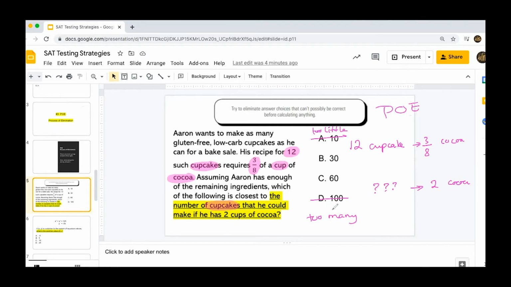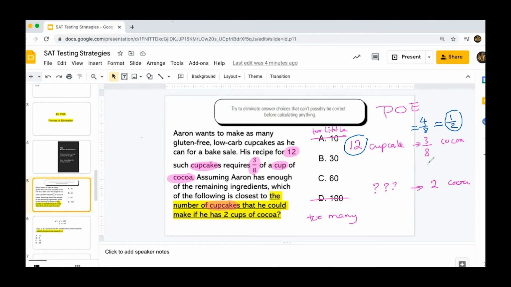Now as you can see, we eliminate them, and now we have a 50% chance. We have a higher chance of getting the right answer. So let's continue our process of elimination. 3 over 8, I can look at it as around 4 over 8, so around a half. So for 12 cupcakes, it will take half a cup of cocoa.